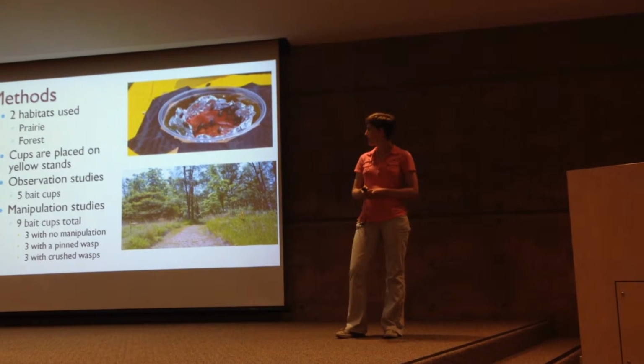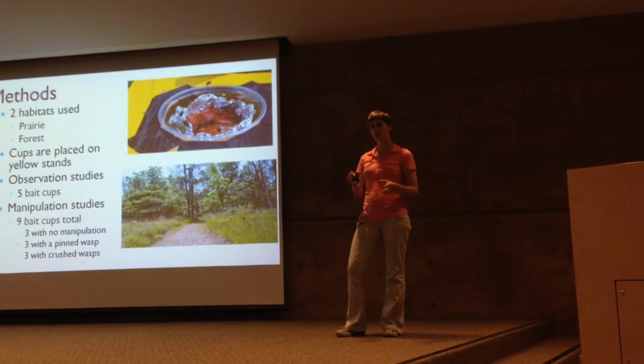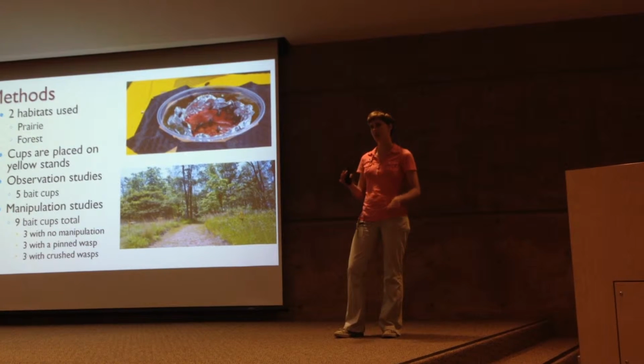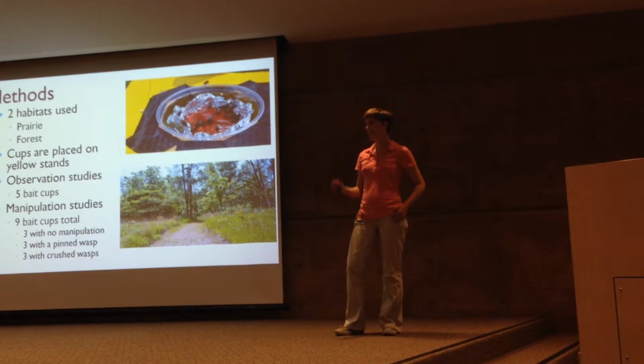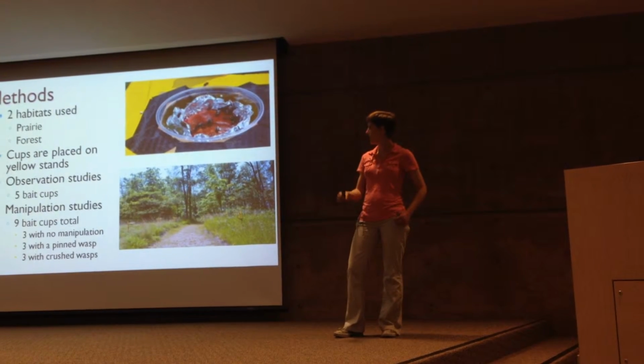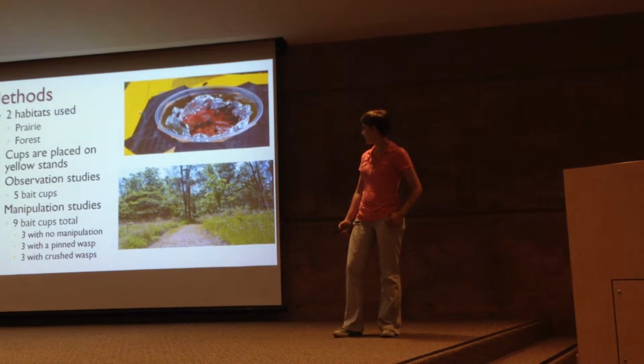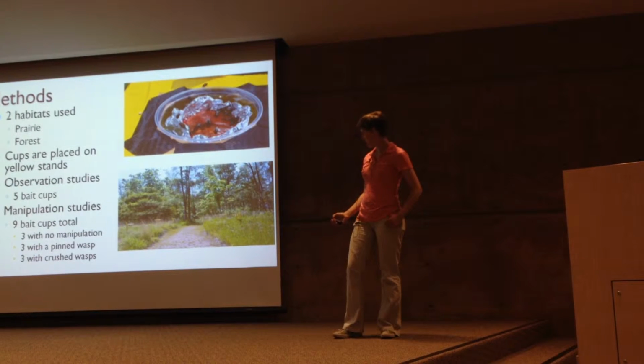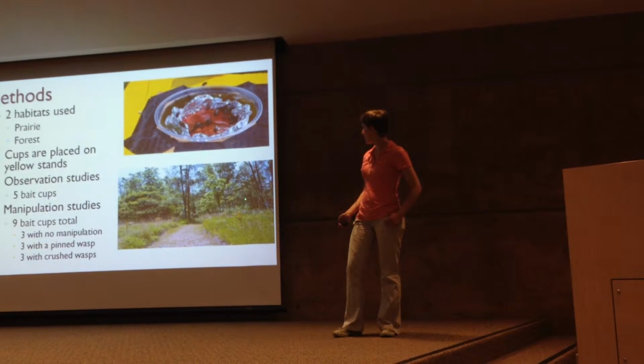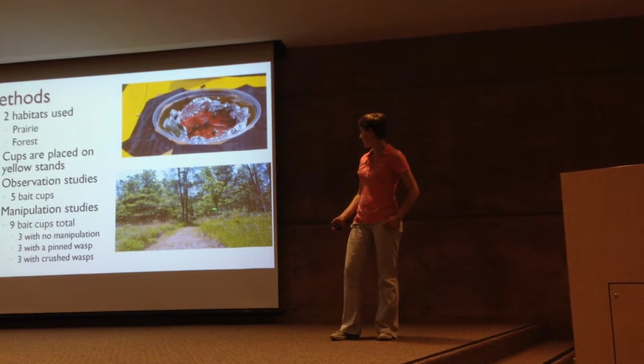For the manipulation studies, there's 9 cups total. 3 cups are exactly the same as the observation, 3 have a pinned wasp in the liver, and another 3 have crushed wasps sprinkled on top of the liver for the odor. And this bottom picture is a picture of the prairie up here, and the forest habitat is in the background.